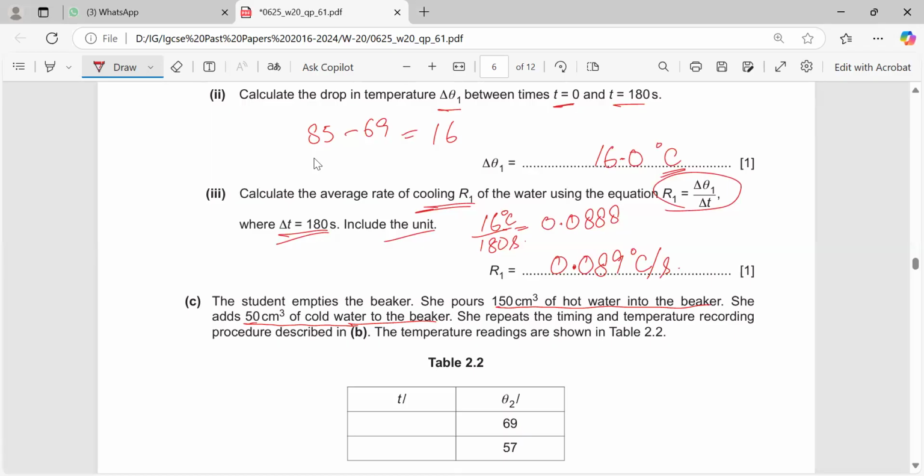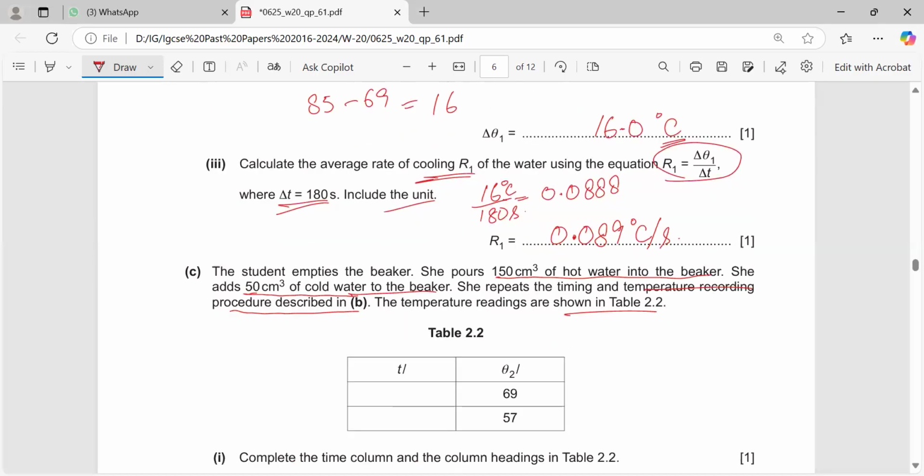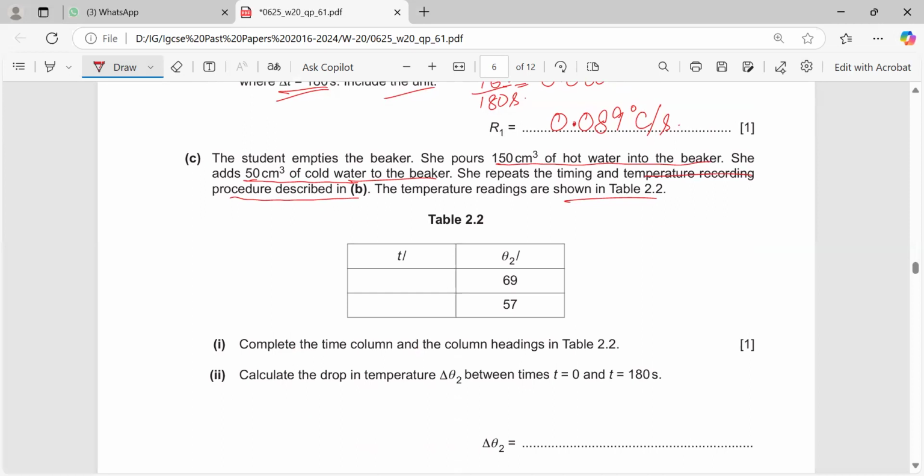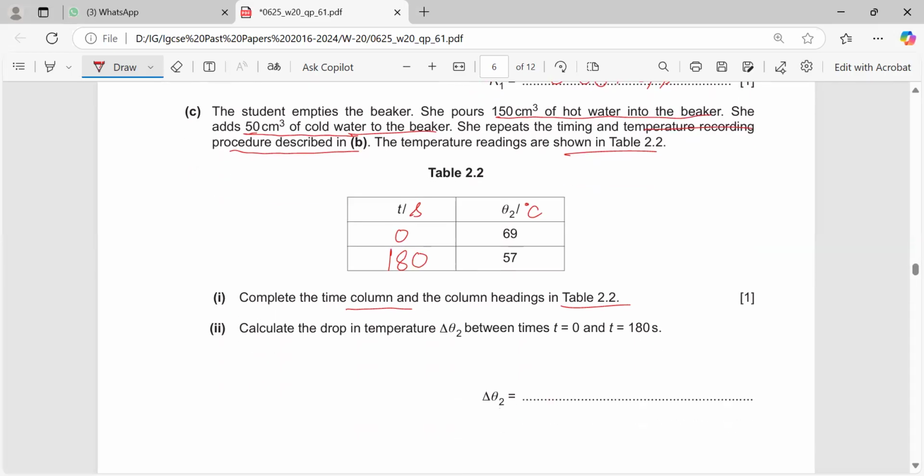She repeats the timing and the temperature recording procedure described in B. The temperature readings are shown in the table. So again, complete the column headings in table 2.2. Time is in seconds, temperature in degrees Celsius. Starting time is 0 seconds, and final time is 180 seconds. It means after 3 minutes.